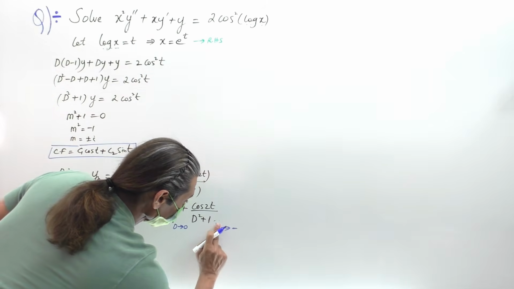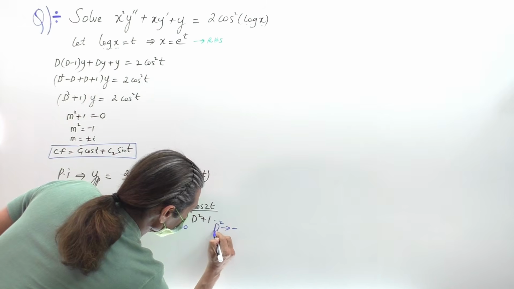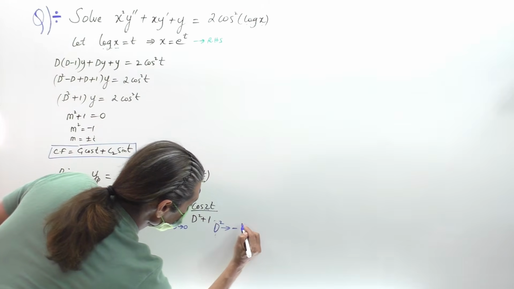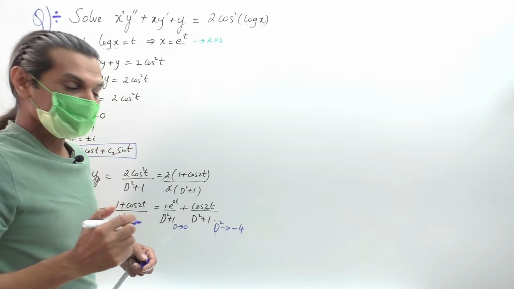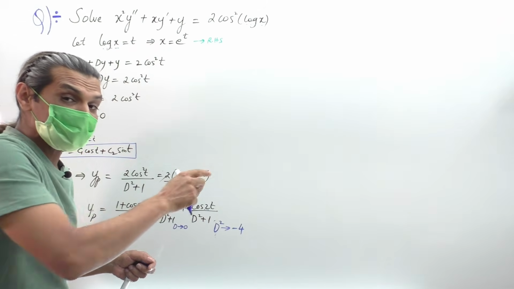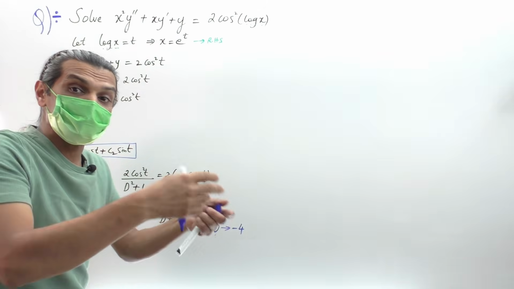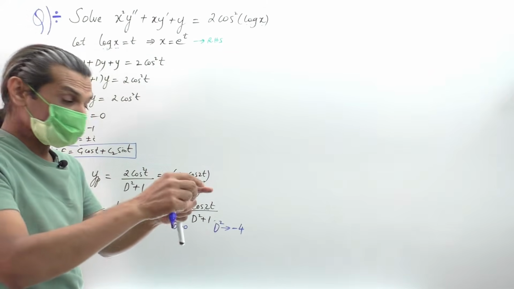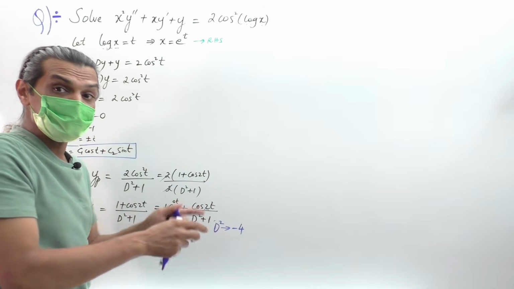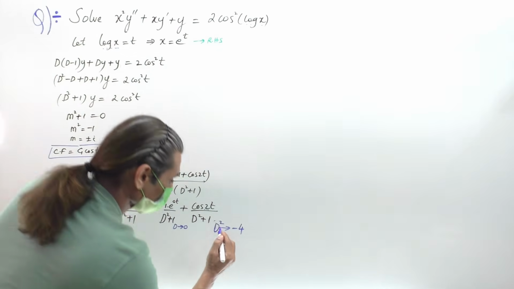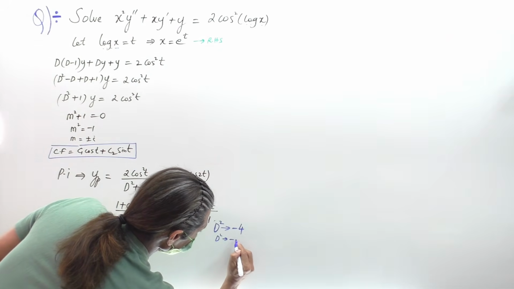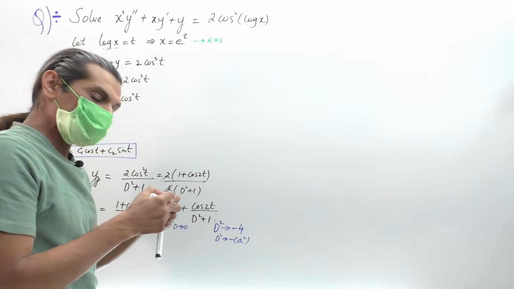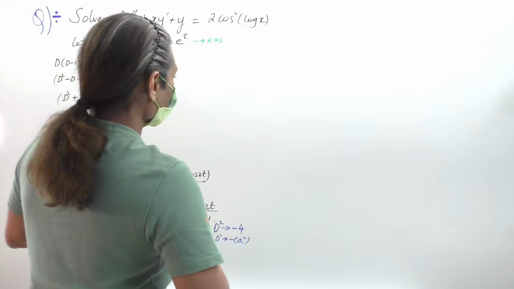See, replace only D square by minus a square. What is a? See, a is 2 here. So minus 2 square is minus 4. We have to replace all D square by minus 2 square, so minus 4. Don't take D as 2 now. So D square is replaced by minus a square, and minus of 2 square is minus 4. That's it. So where D square is there, put minus 4. Therefore the solution is here.